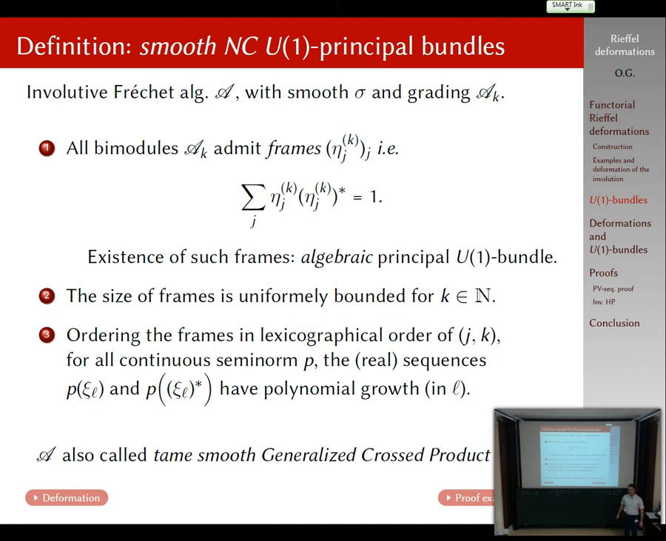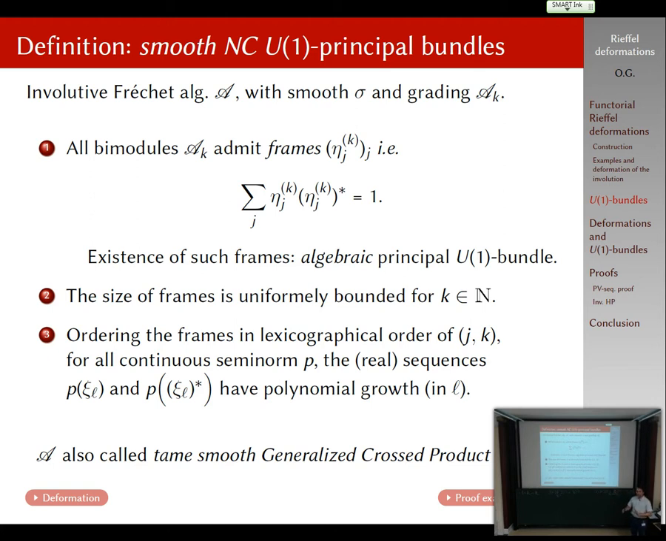that's essentially the setting in which we've been just before. So you have these spectral spaces AK, and you ask that they all admit frames eta, j, k, that is to say, elements in the bimodule that satisfy this condition. The existence of such frames ensures that algebraically we are really in the case of non-commutative principal U1 bundles in the sense of the work by Piotr. So that's the first condition.